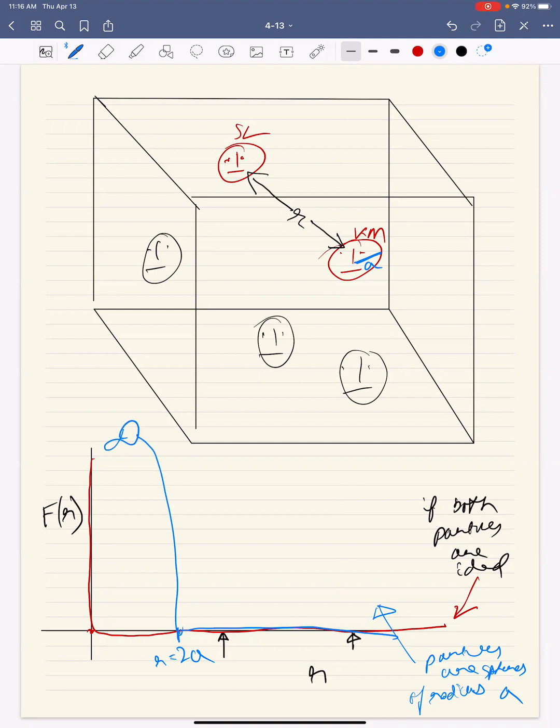Alex is going to ask what happens at R equal to 2A. It's a discontinuity. We don't care. It's fine. So it's a step function which goes up to infinity.